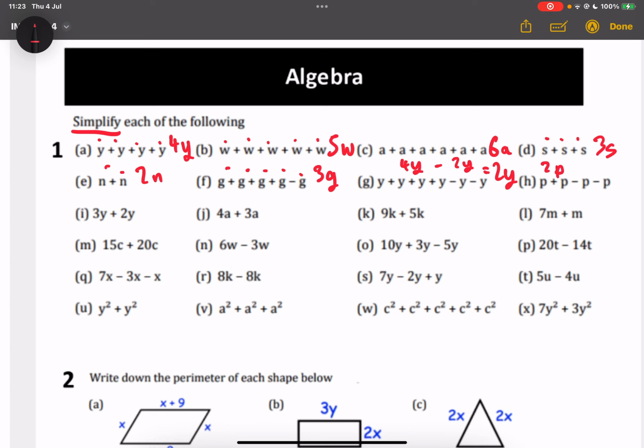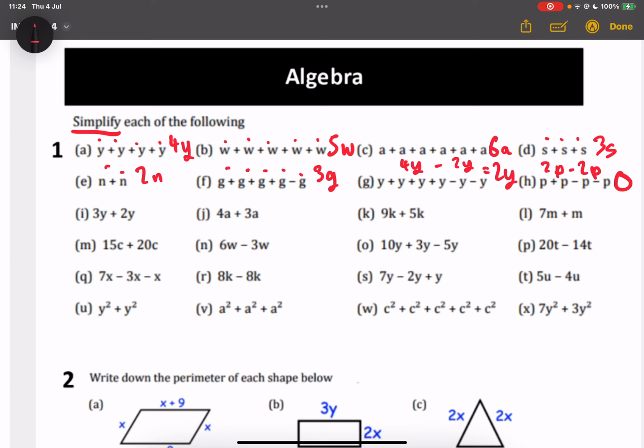Alright, next is P plus P minus P minus P. So this is like doing 2P minus 2P, which will give us 0. Because it's like doing 1 minus 1 or 2 minus 2. You're just going to get 0 because you're taking away the whole thing. So next we have I.